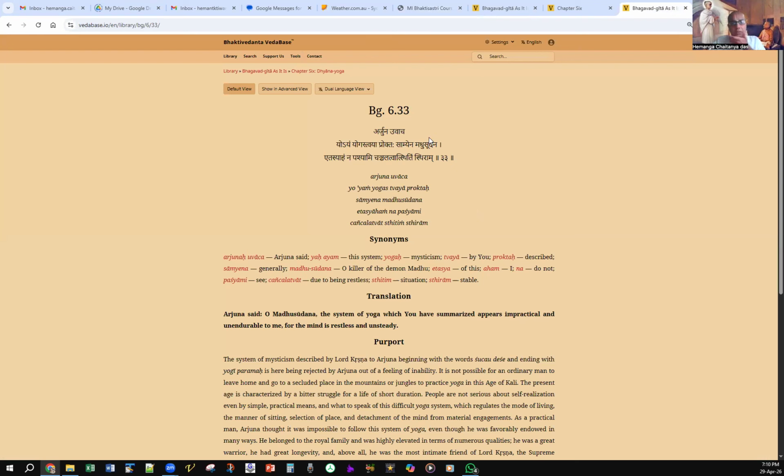6.33. Who wants to read? Nandri Mata, do you want to? Okay. Arjuna uvacha: yo 'yam yogas tvaya proktah samyena madhusudana, etasyaham na pashyami chanchalatvat sthitim sthirAm. Translation: Arjuna said, O Madhusudana, the system of yoga which you have summarized appears impractical and unendurable to me, for the mind is restless and unsteady.